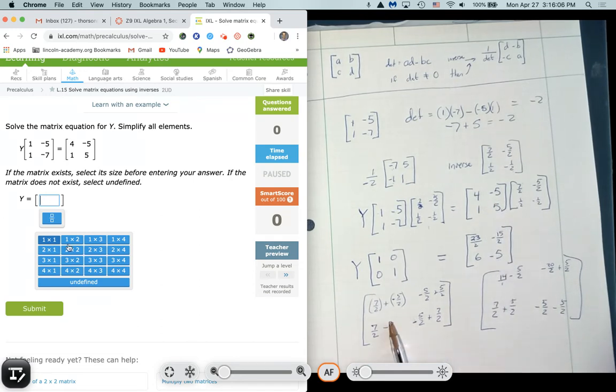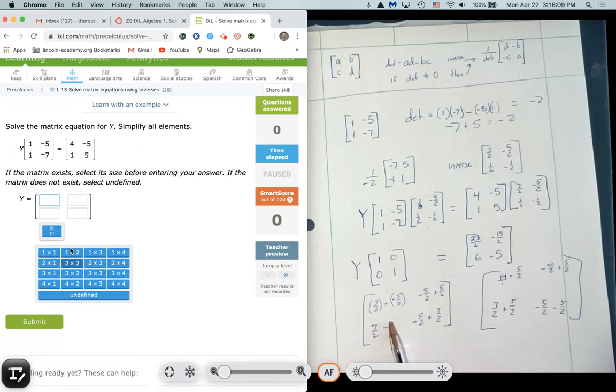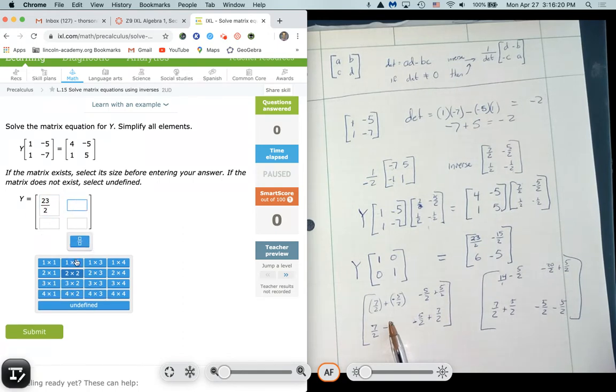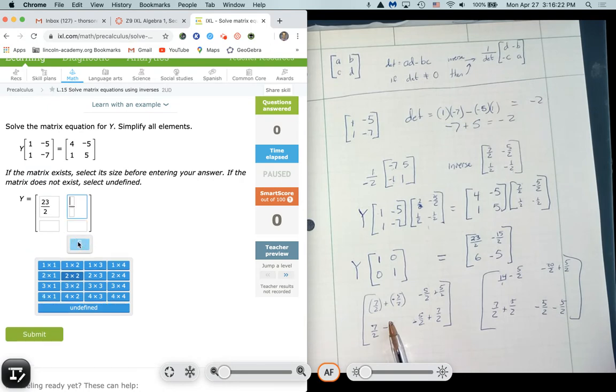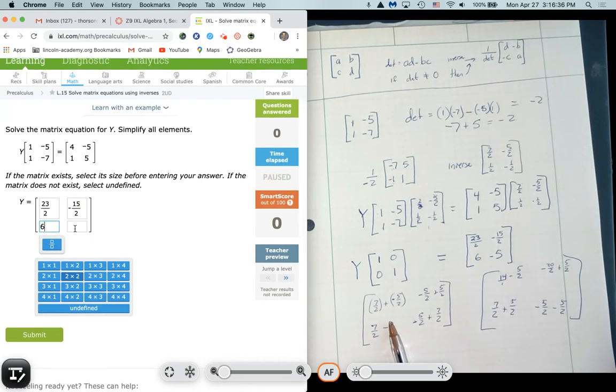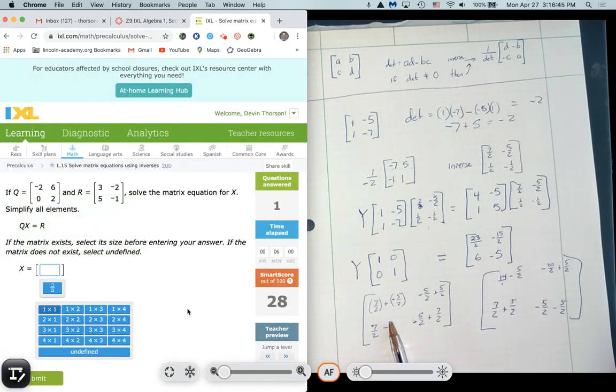Let's type it in and see how good I did. I got a 2 by 2 matrix. My first one is a fraction of 23 halves. So I type in 23 halves. The second one was also a fraction, negative 15 halves. The bottom one ends up just being 6. And the fourth one ends up being negative 5. And we have our y value. Booyah, we did really good.